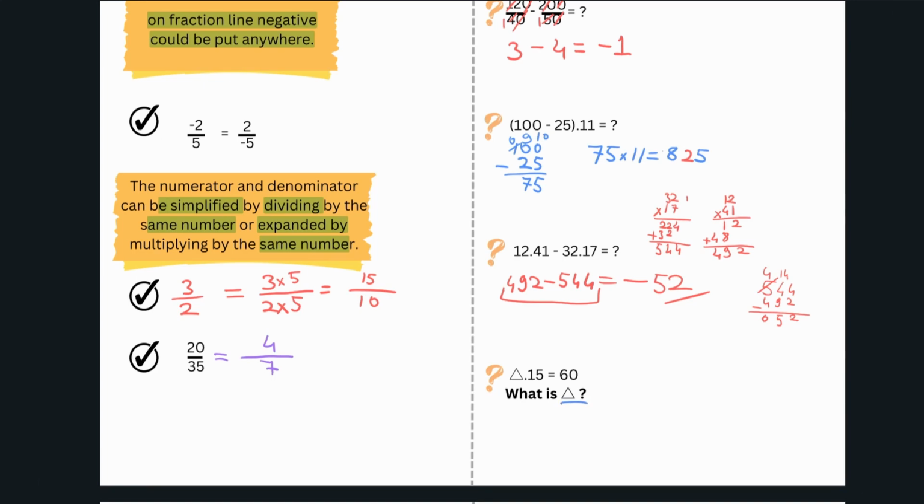Here we have a question that is asking what the triangle is. So we multiplied 15 by something to get 60. So to find this, obviously we're going to do a division. Let's just divide both by 15. 15 divided by 15 is 1. 60 divided by 15 is 4. So we get triangle equals 4.